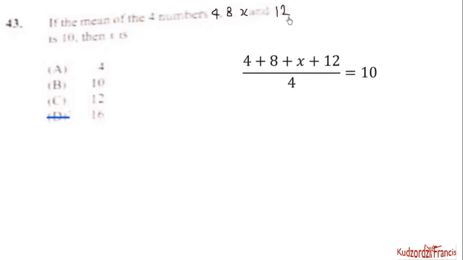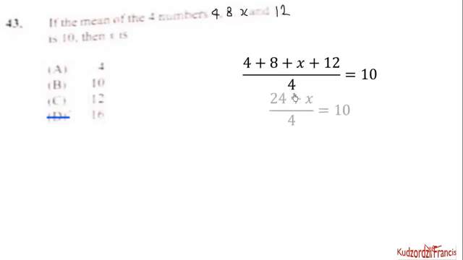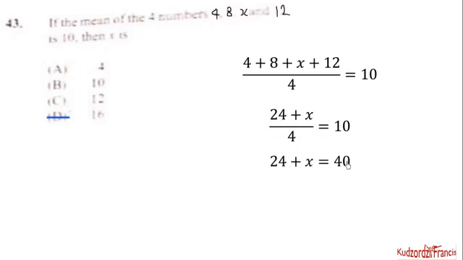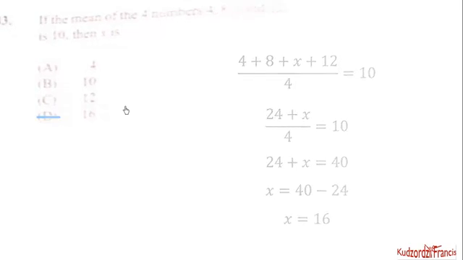So the mean is the sum of all the numbers over the number of items. You add all this, you get 24 plus x over 4 equal 10. So 24 plus x will be equal to 40. Solve for x by subtracting 24 from both sides. So x will be equal to 60. This is the answer. Now let's look at item 44.